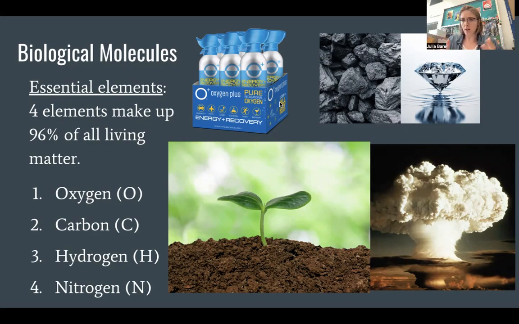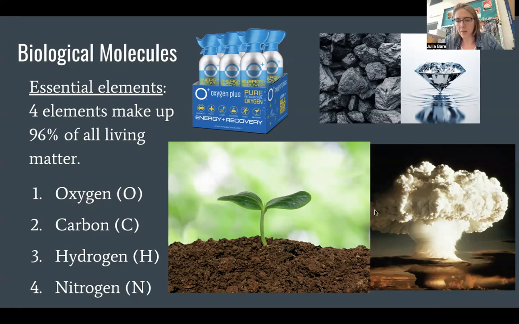When we think about atoms and elements, we commonly think of a couple of big ticket elements. These are the four essential elements that make up 96% of all living matter: oxygen, carbon, nitrogen, and hydrogen. You're familiar with these when you think about water, carbon dioxide (CO2), nitrogen, ammonium. All of those things contain these four essential elements.